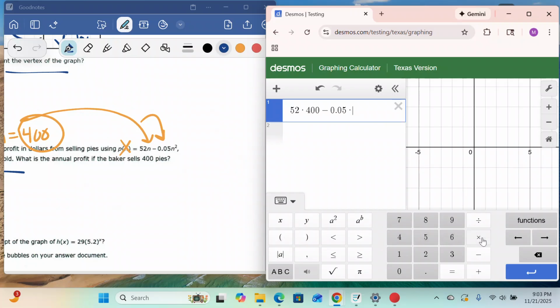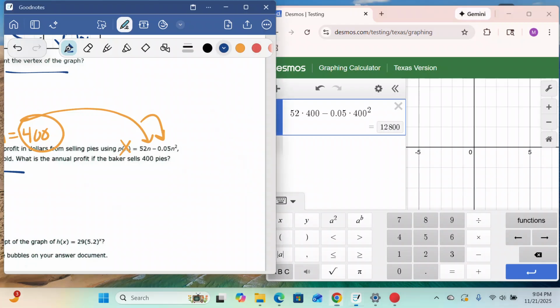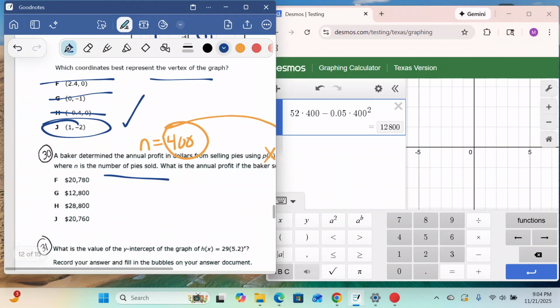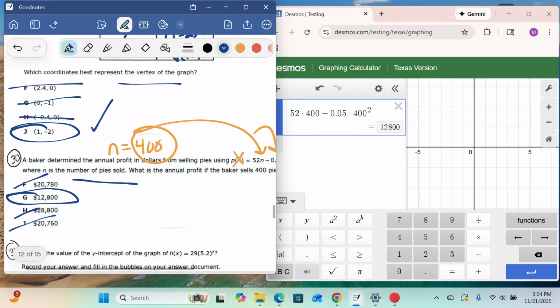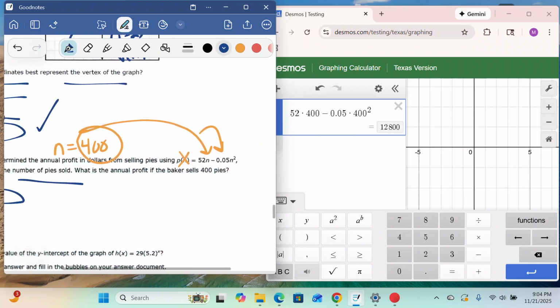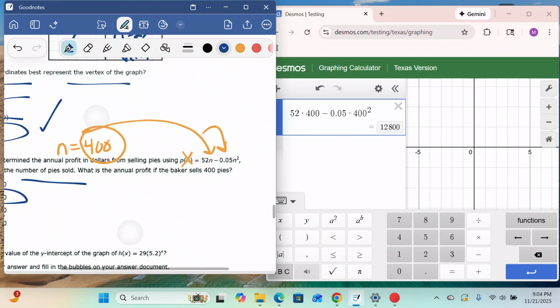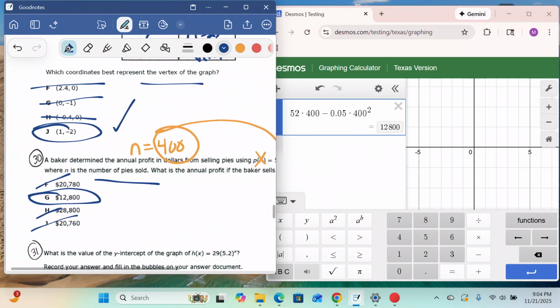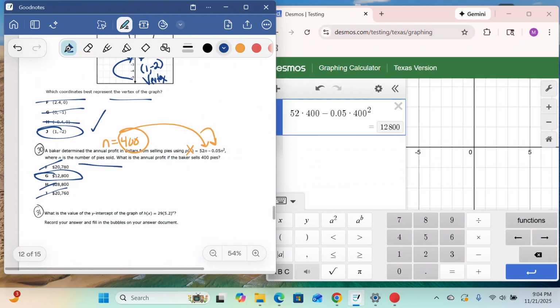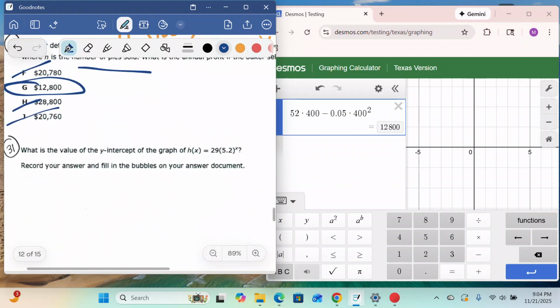I'm going to do times 400 square. So 400 square, that gives you a total of 1,280. So our annual profit is letter G. And of course, since I don't have negatives, I don't have to put parentheses. But if I did have a negative, I would have to put 400 in parentheses everywhere where there is a negative. If we look at 31, go ahead and do that one.